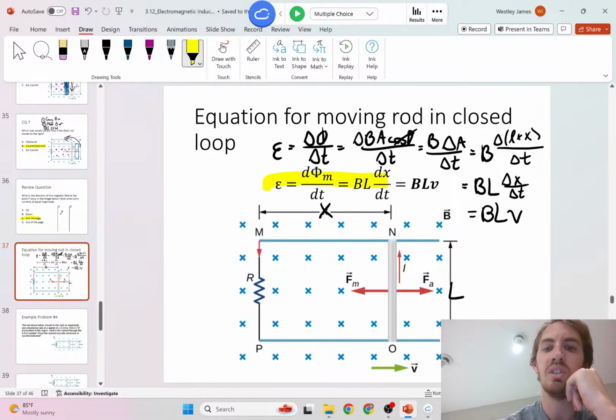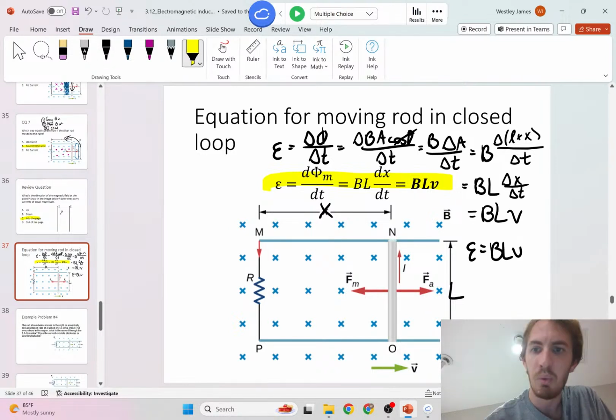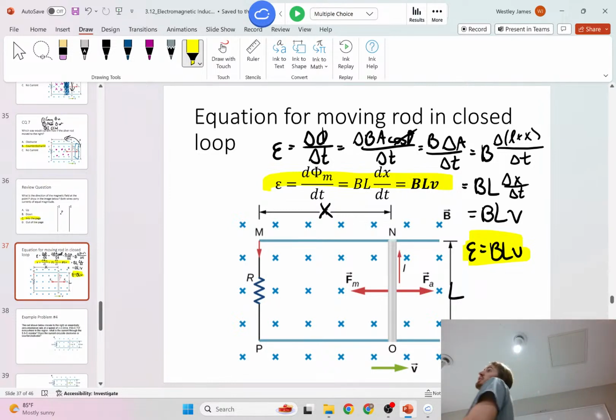You don't need to know this derivation. You do need to know that epsilon equals BLV. Let's make it more clear, not have a bunch of things in between it. If I give you this specific problem and I say find the voltage, this is on your formula sheet. This is one of the equations on there. It's a very specific case, just a classic problem.